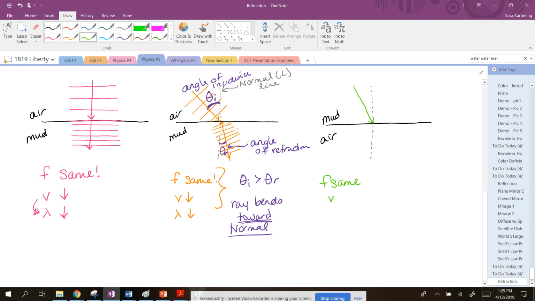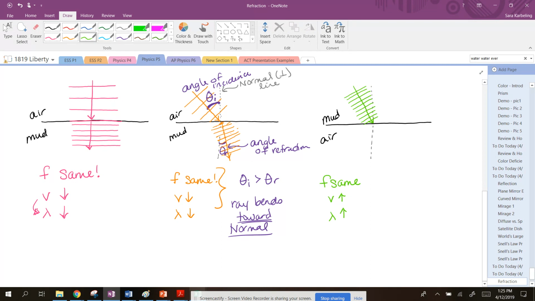What happens to the speed now? It's going to go up. And that's as a result of the wavelength going up. So now we've got these rays that are really close, or the wavelengths are really small. The step size is really small. And then when we get to the air, the step size gets bigger.